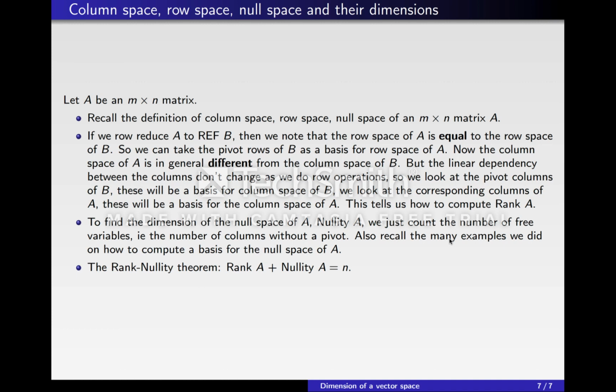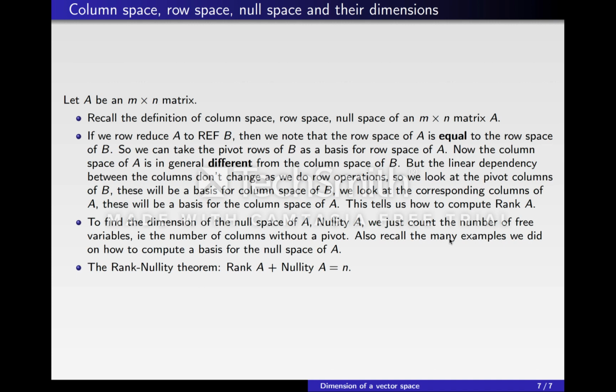The column space of A, by definition, is just linear combinations, the span of the columns of A. Row space is the span of the rows of A, and null space is the set of all x such that A times x equals 0, so the set of all solutions to the homogeneous equation Ax equals 0.